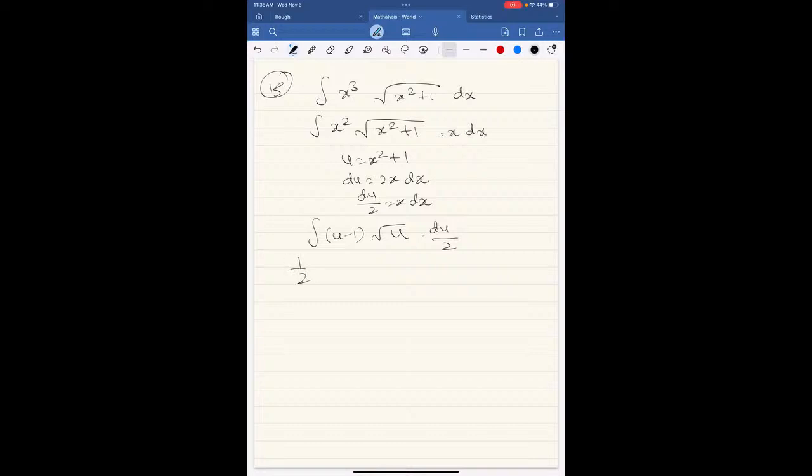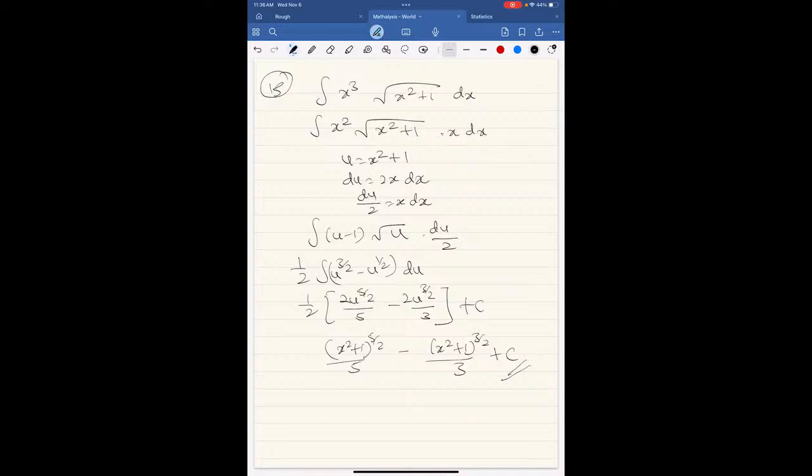Now this is just 1 by 2 integral of u to the power 3 by 2 minus u to the power 1 by 2 du, which is easily integrable. 1 by 2, u to the power 5 by 2 by 5 by 2 minus u to the power 3 by 2 by 3 by 2 plus c. And we know that u is actually x square plus 1, so (x square plus 1) to the power 5 by 2 by 5, 2 cancels out, (x square plus 1) to the power 3 by 2 by 3 plus c, and that's the answer. This was easy, right?